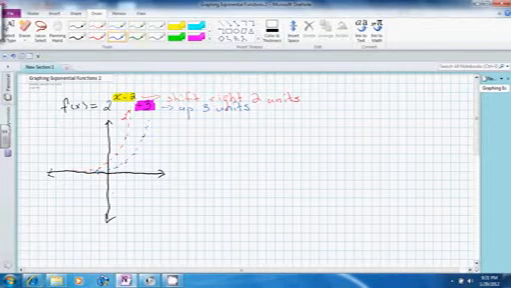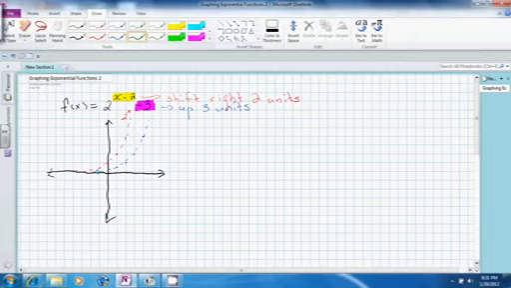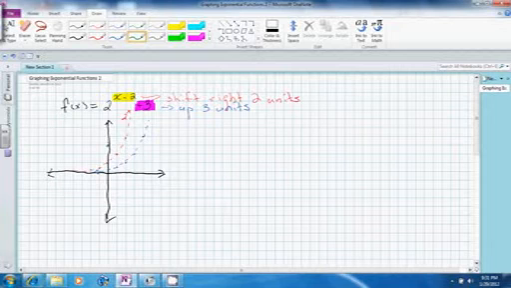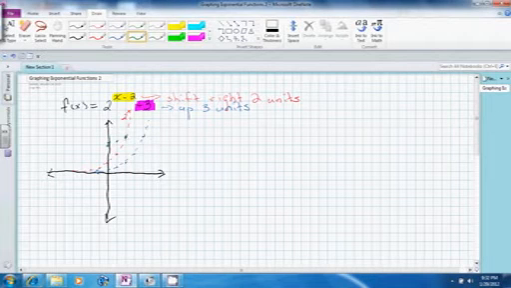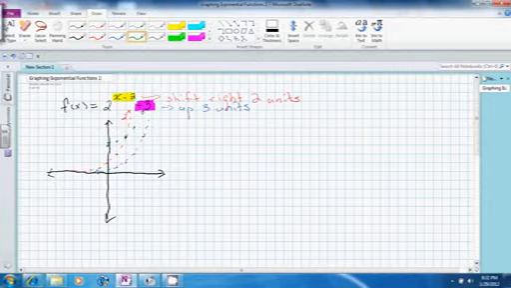And then the final one, the plus 3, is going to shift all these points up 3 units. So 1, 2, 3. That point's actually right here. Then this one is 1, 2, 3, and so on for the rest of the points. So the final graph is here.